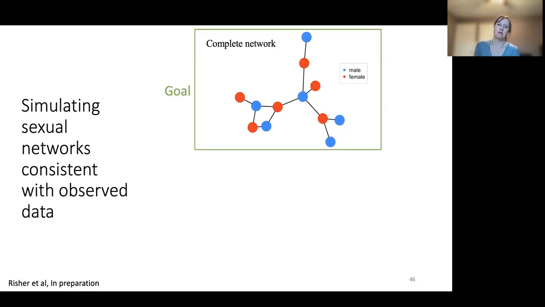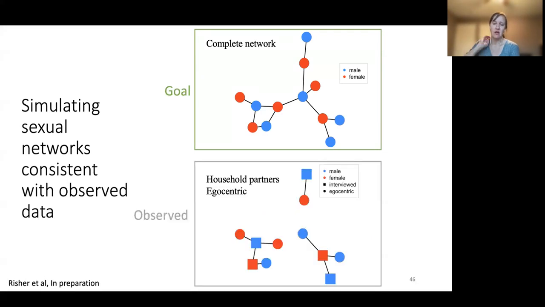So basically, what we're doing is simulating these sexual networks consistent with observed data. What we're observing is obviously not our goal. We have these household partner and egocentric partnership data, and what we really would like to have is the complete network data, the data on top.